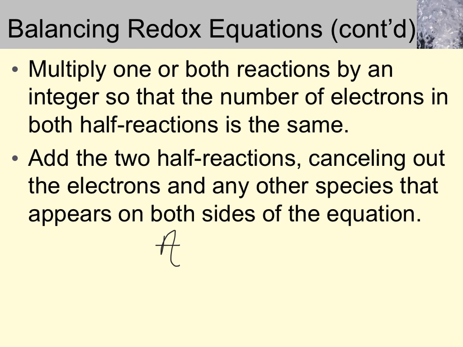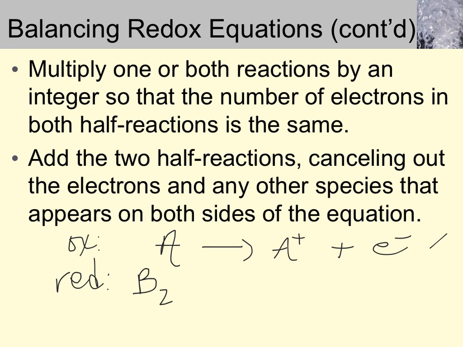So if I had, for example, let's say my oxidation half reaction, let's say that I had added 1 electron to balance it. And in my reduction half reaction, let's say that I had to add 2 electrons to balance it. All right.